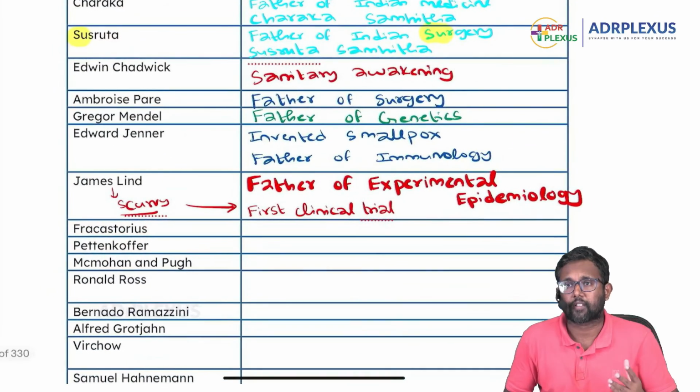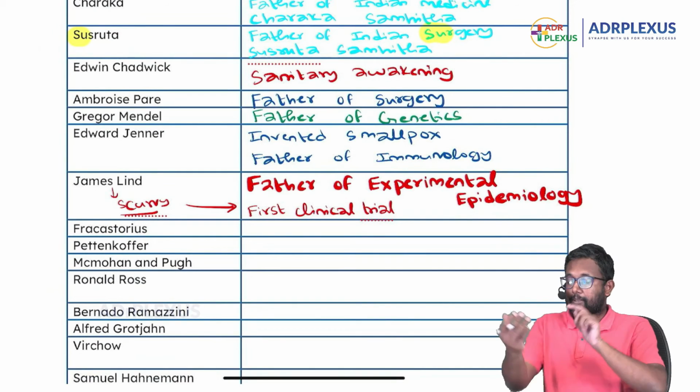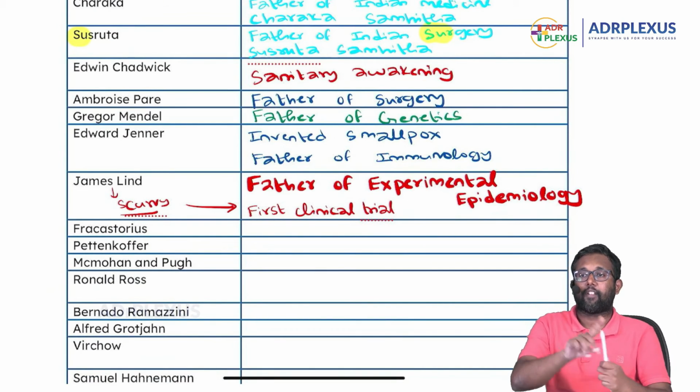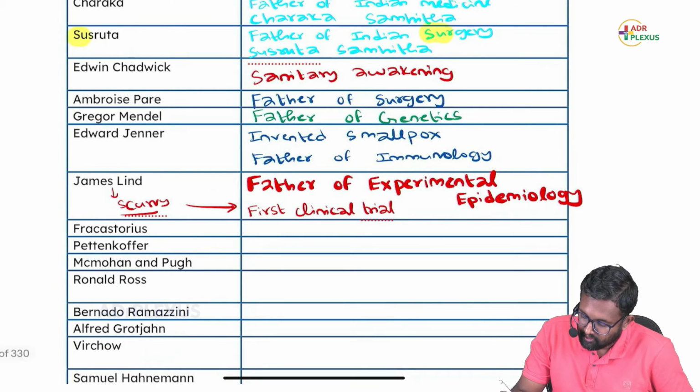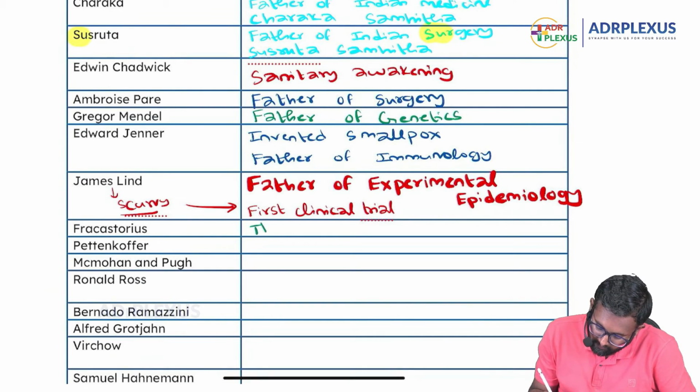Next, Fracastorius. He told that by touching, disease can spread. If I touch you, disease will spread. This is called theory of contagion.